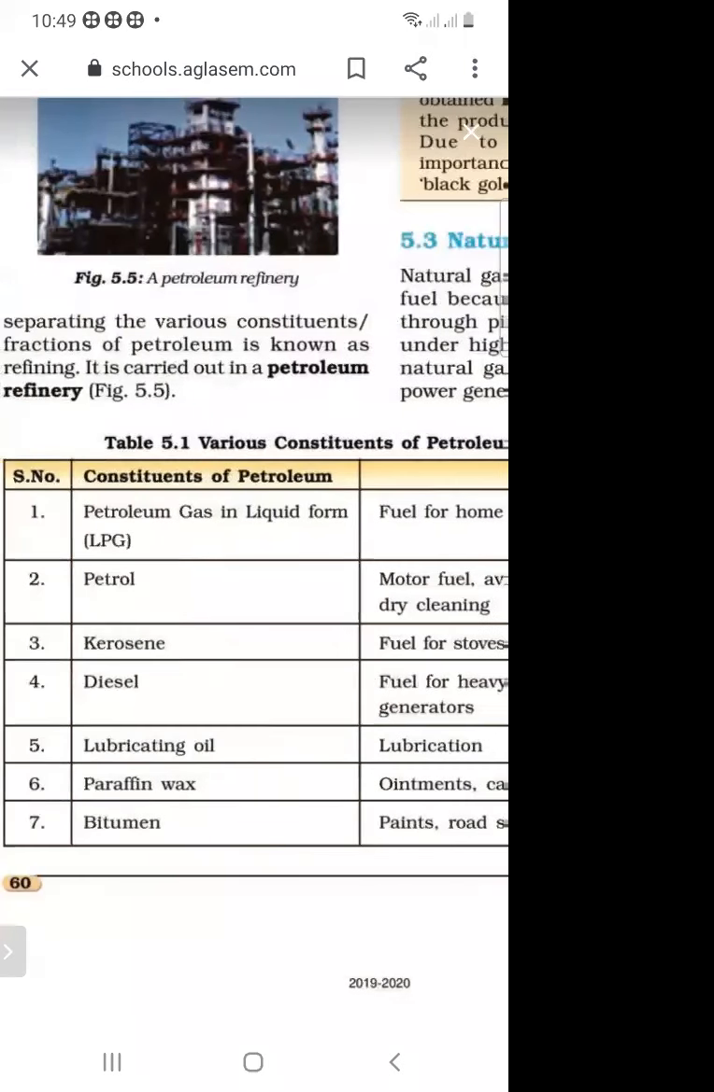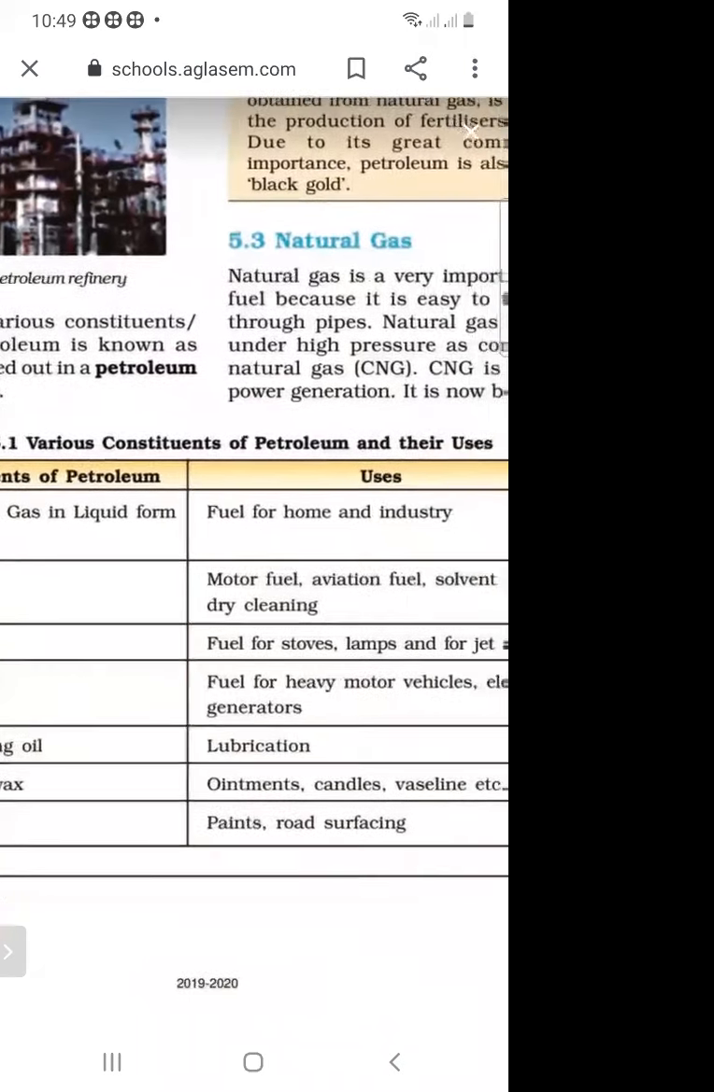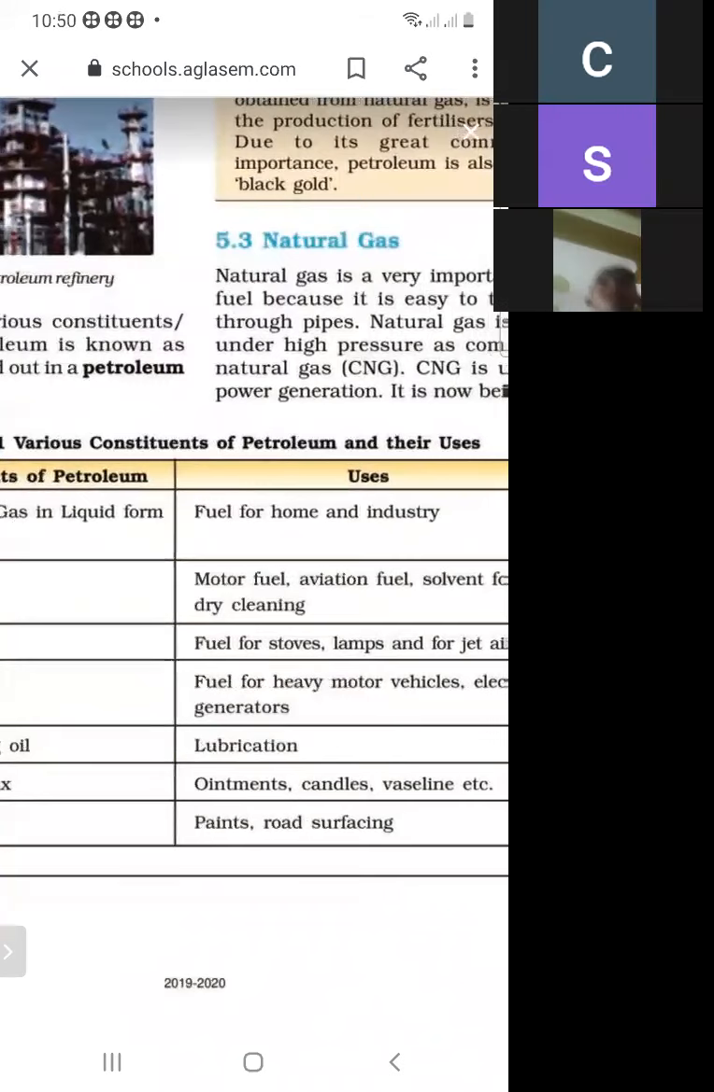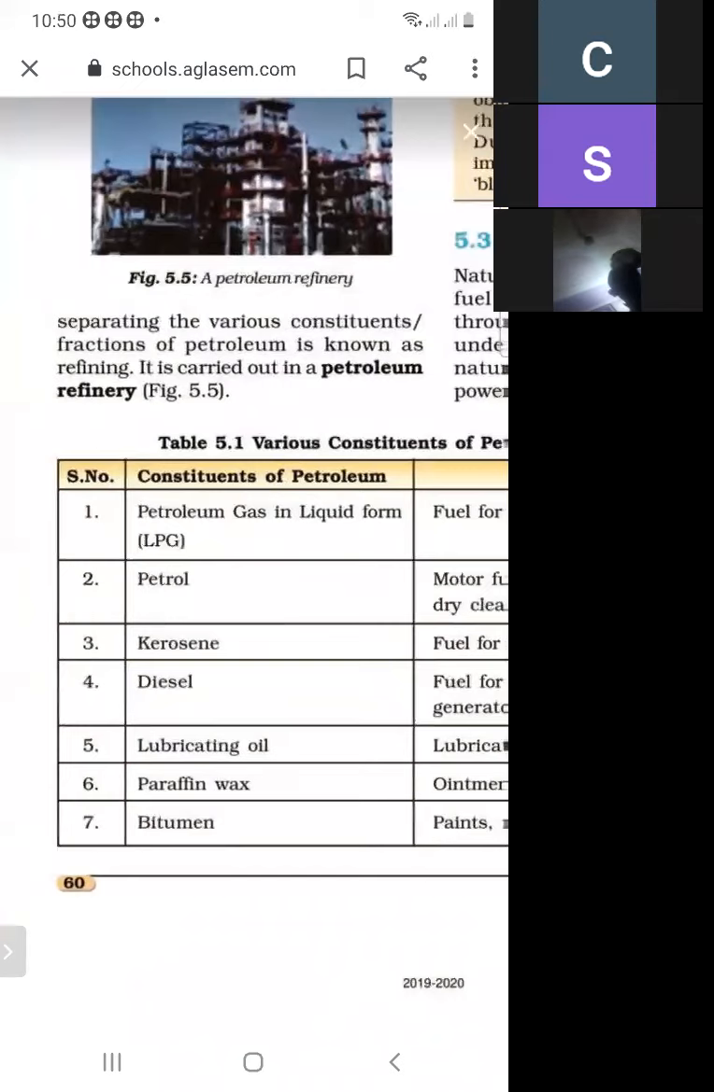And lubricant oil is used for lubrication. And next is paraffin wax.